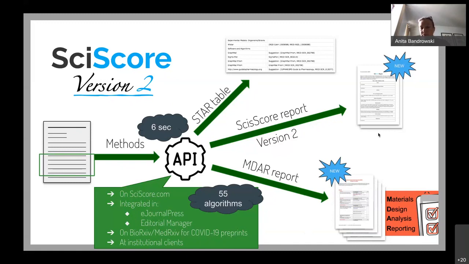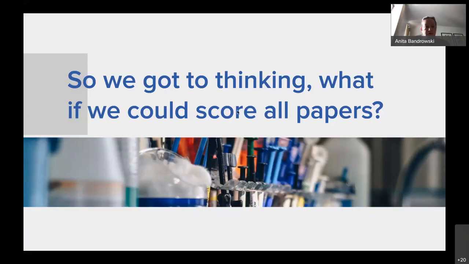It also reformats a lot of this into the MDAR checklist, but this is a much more abbreviated thing. It's harder to find where exactly the tool had found these particular antibodies and attrition and whatever. So, and it also creates the star table for authors trying to help them do this. And of course, there's a free version for authors.